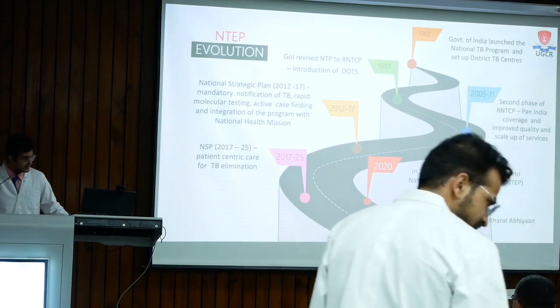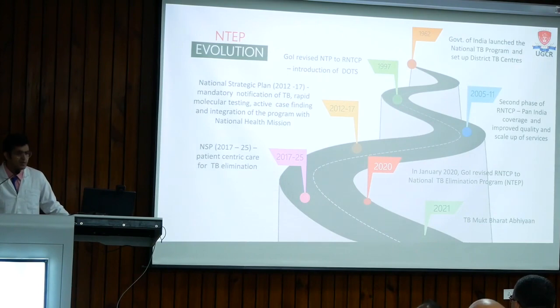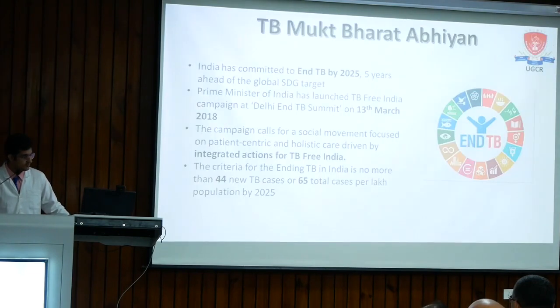This went through various changes and in 2017 was changed to the National Strategic Plan with a focus on patient-centered care for TB elimination. In 2020, the Government of India again revised this plan to what it is today, the National TB Elimination Program, and in 2021 launched the TB Mukt Bharat Abhiyan.